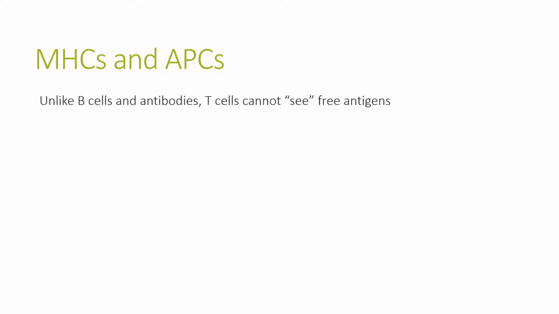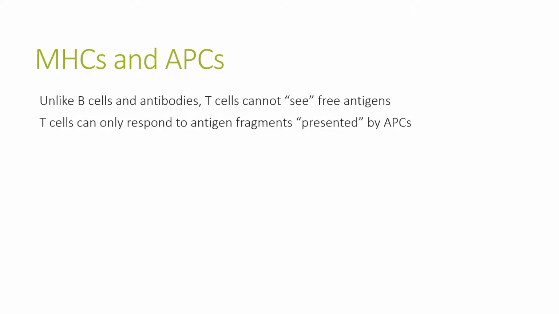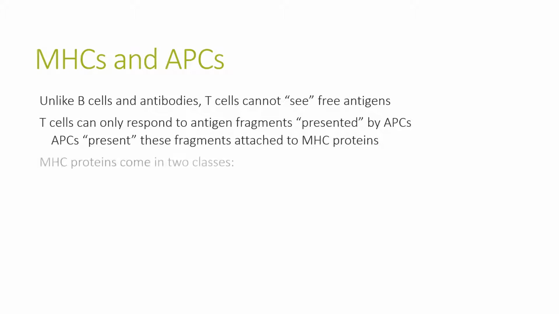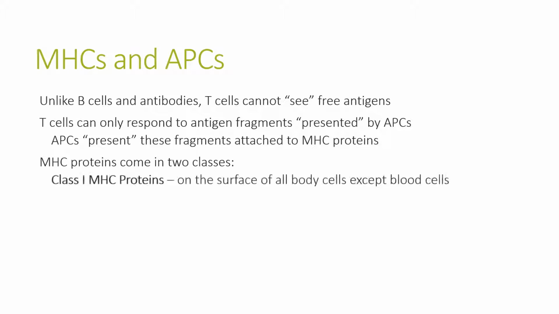Unlike B cells and antibodies, T cells cannot see free antigens. T cells can only respond to an antigen fragment that is presented by antigen-presenting cells, or APCs. APCs present these fragments attached to MHC proteins that we discussed in a previous discussion. MHC proteins come in two different classes.